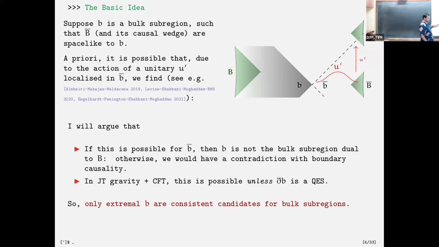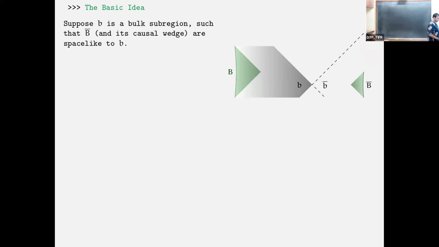So in principle, I'm not quite understanding the logic again. Can you repeat that? Someone handed you this little b. You want to check whether it can plausibly be the dual of capital B. It's important here that everything in little b is spacelike separated to capital B.